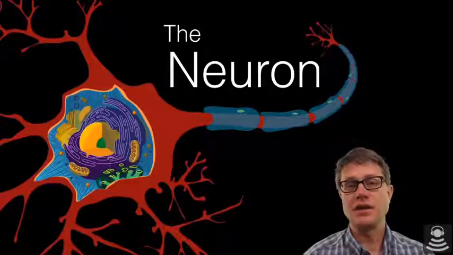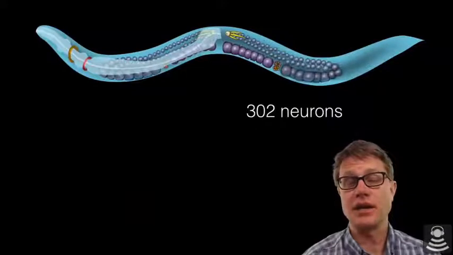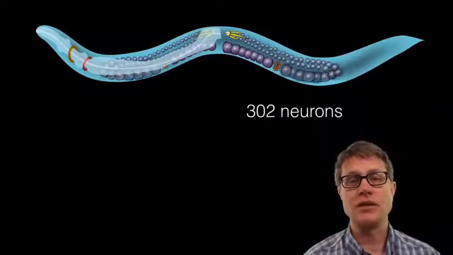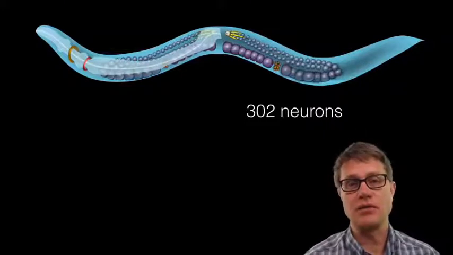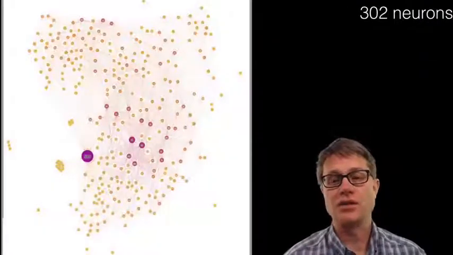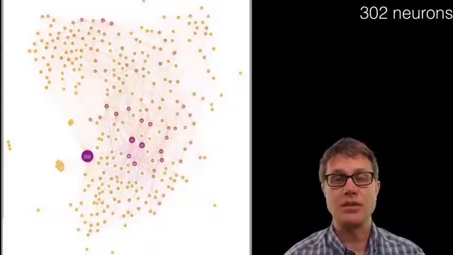The neuron is the basic unit in the nervous system. In a simple animal like a nematode worm, they only have 302 neurons, but what they allow them to do is to take information in from their surroundings and respond to that information. If you look at how those 302 neurons are connected, it's very complex.